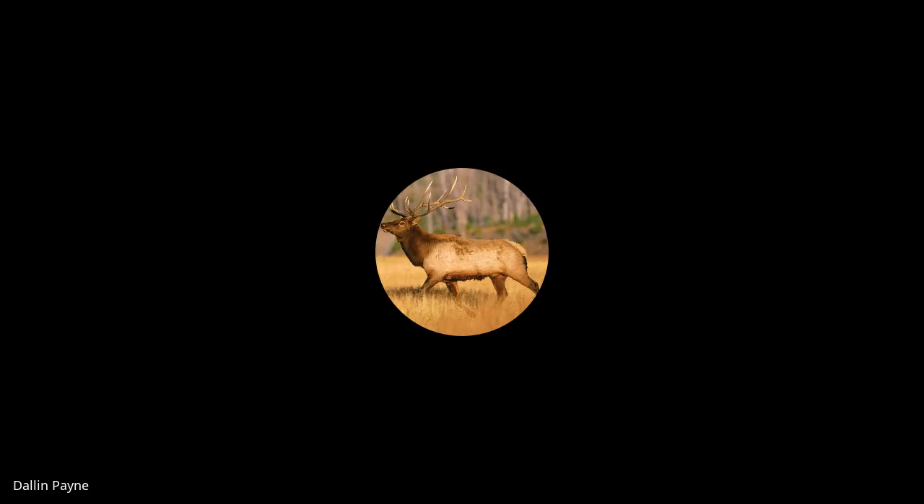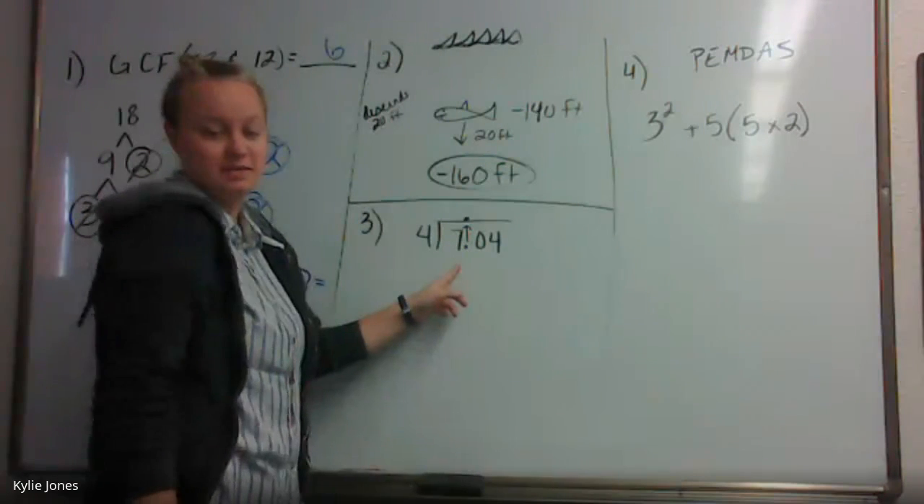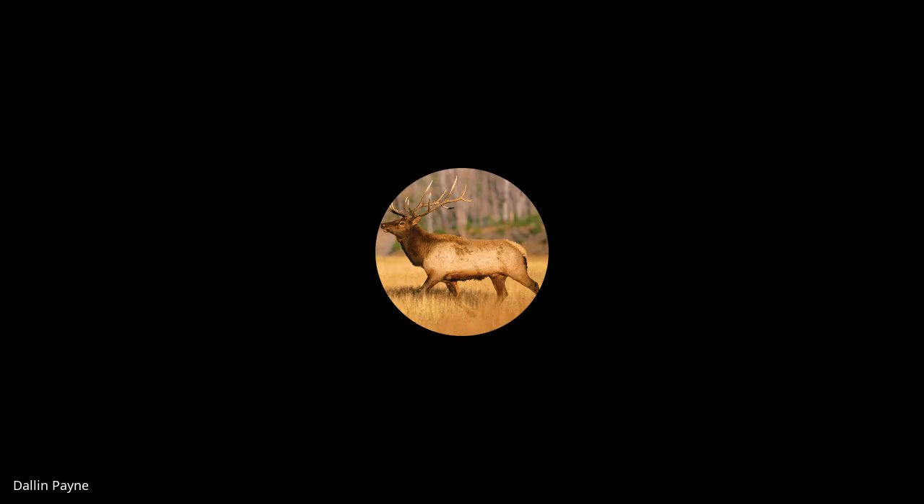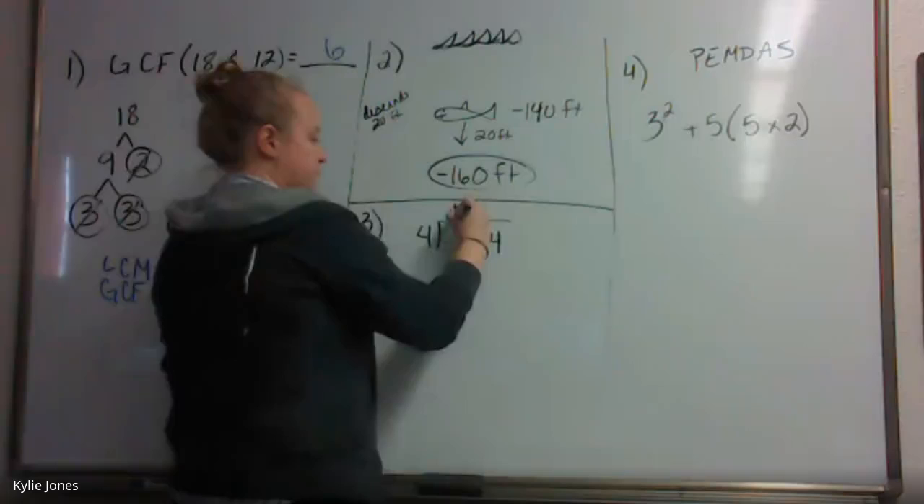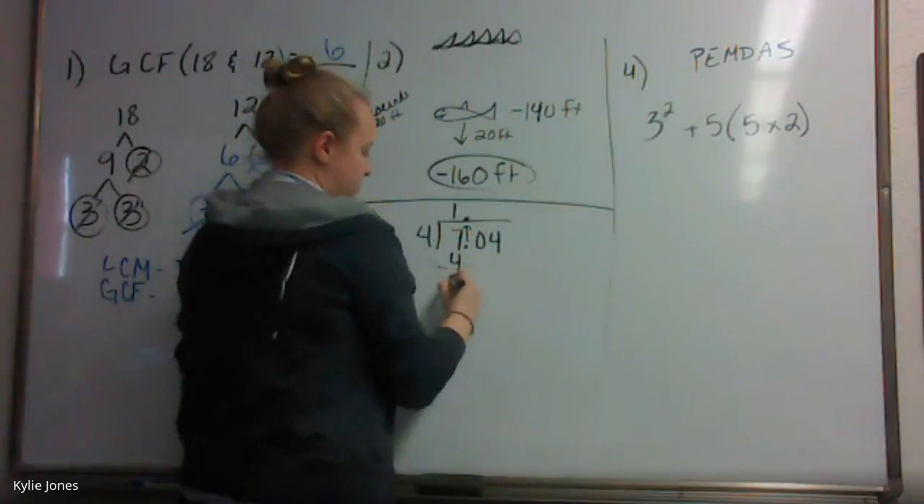Now, does 4 go into 7? No, but it goes into. Wait, no, it doesn't actually. Yeah, 4 goes into 7. How many times? 1 time. Just 1 time, right? And then we can put our 4 underneath and subtract.